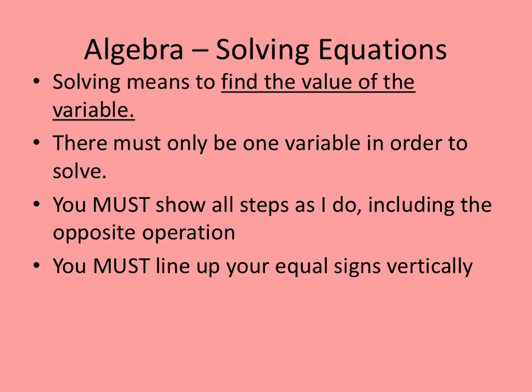To find the value of the variable, there must only be one variable for us to solve it. If there's two variables, two letters, that means that for us we cannot figure out how to find the answer. You have to show all the steps as I do, especially the opposite operation, and I'll explain that next. You must line up your equal signs vertically. Most of the work that we do, there's room to line up your equal signs one above the other as you go down. What I don't want is to line up equal signs, do some work, put more equal signs and more equal signs. I want it lined up vertically.